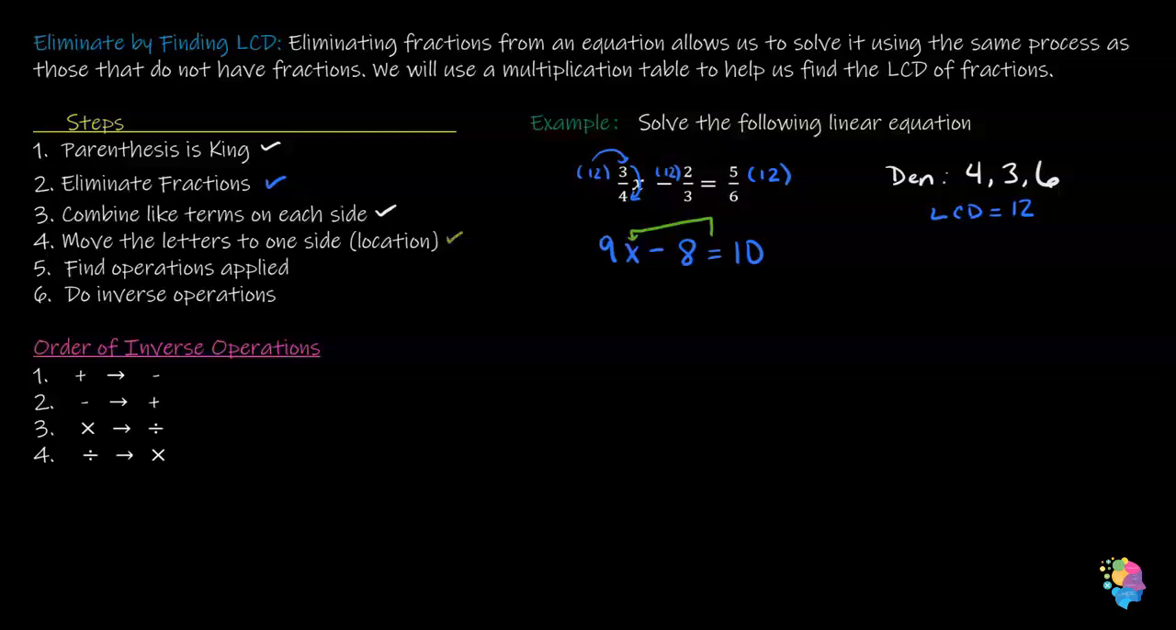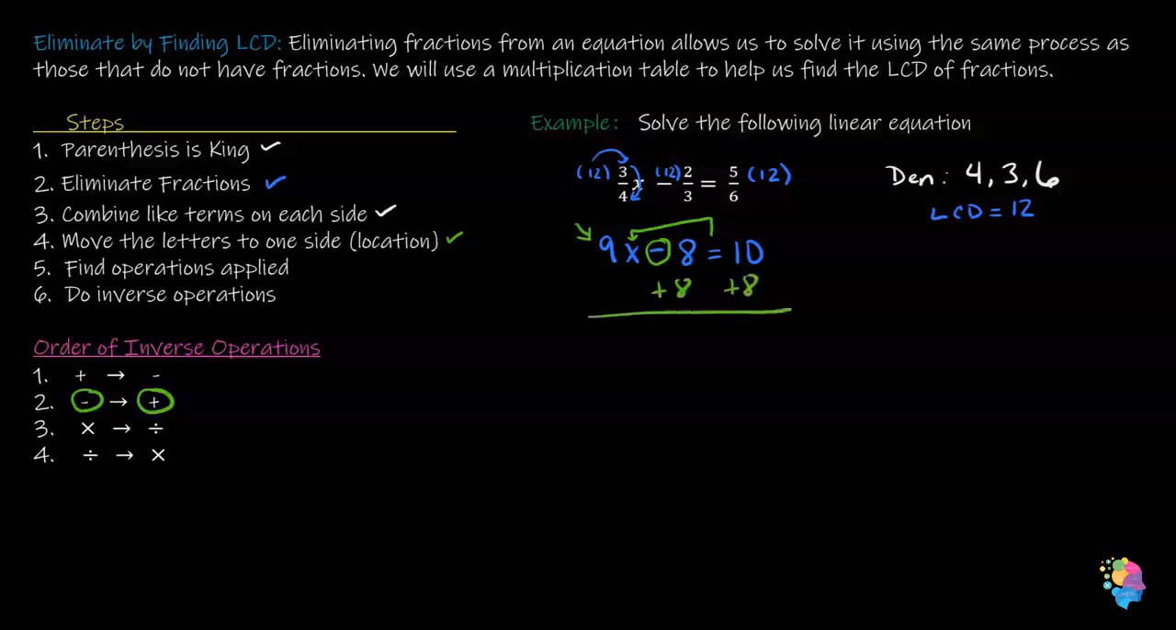What I need to do now is find out what operations are being applied. Well, since my variable is on the left side, I see there is a subtraction and then there is a multiplication on that side. So those are the operations I need to undo. Remember, we first undo anything that is being added or subtracted. So I need to undo this subtraction by 8. We undo subtraction, remember, by adding. So I'm going to add 8 to both sides.